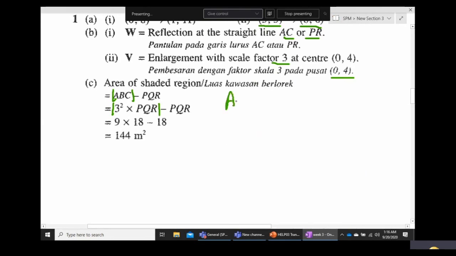Area of ABC is 3 square multiply area of PQR, which is 18. So you get something. 9 multiply 18, what do you get? Once you get this, you just have to minus 18, you will get 144. Use the calculator to calculate.